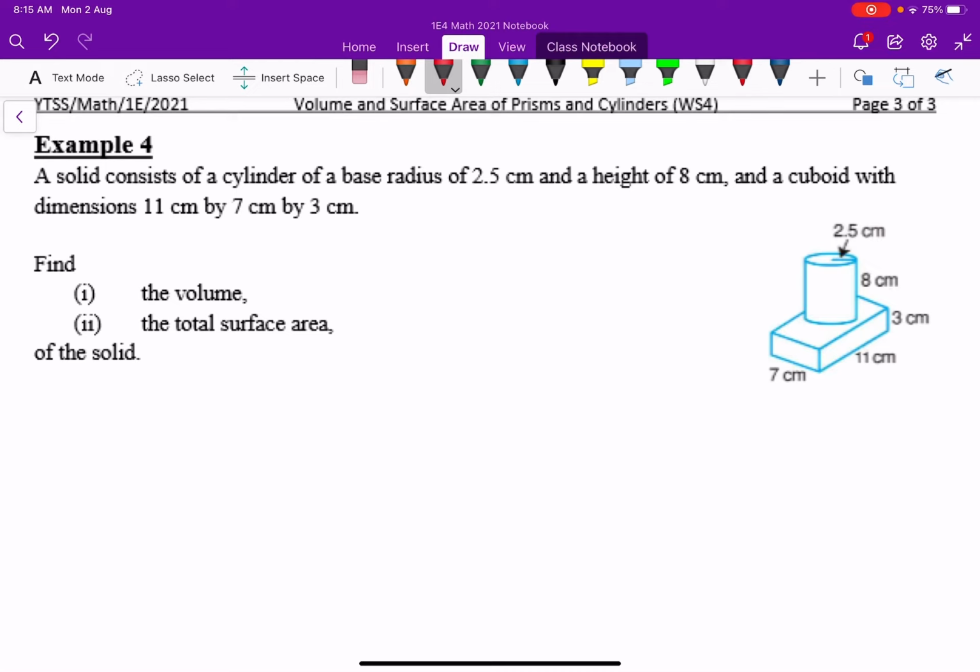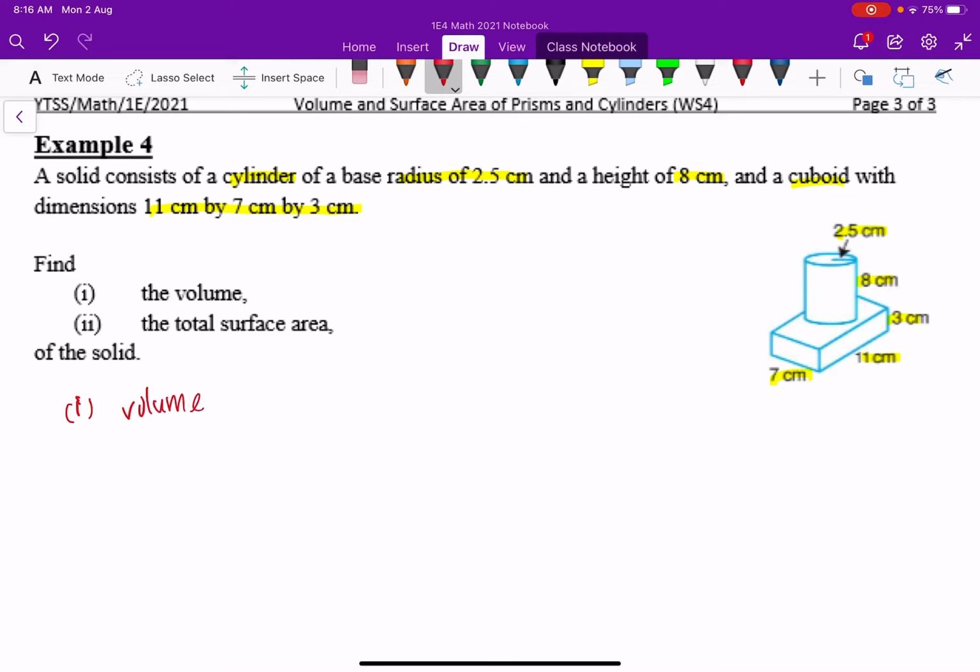They're asking you to find the volume. Okay, so let's read the question first. Maintain a good habit. So they say that it is a solid. This solid is a cylinder, radius 2.5, height 8 cm, and then a cuboid with this dimension. You have a cuboid at the bottom, 1, 2, 3. Alright, so they want you to find volume.